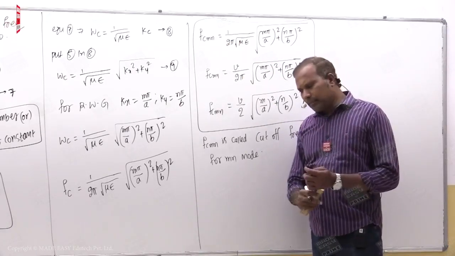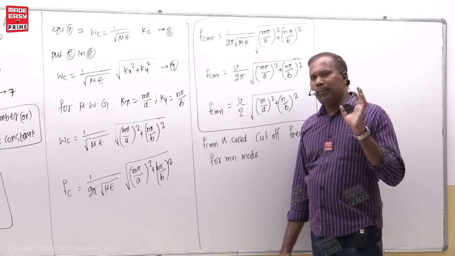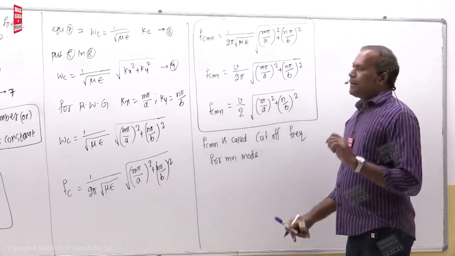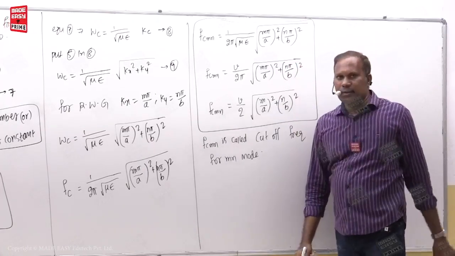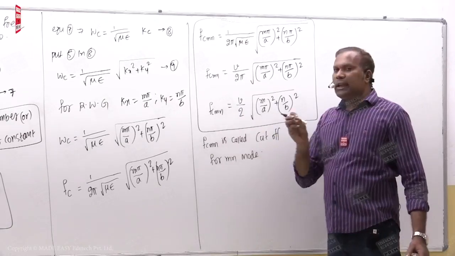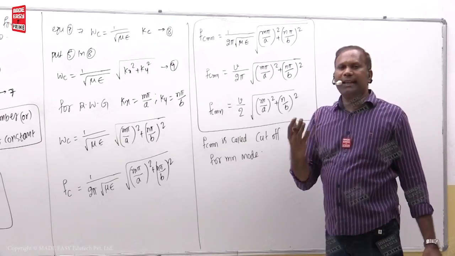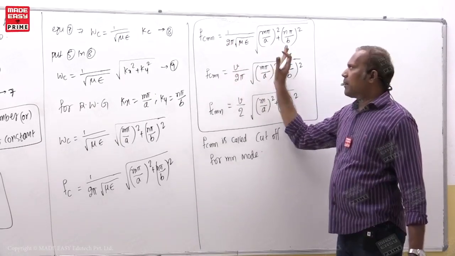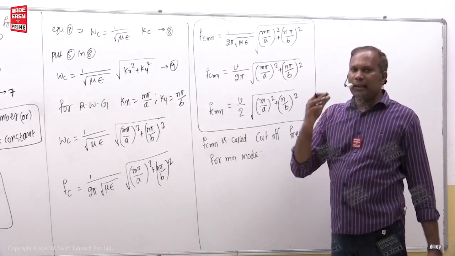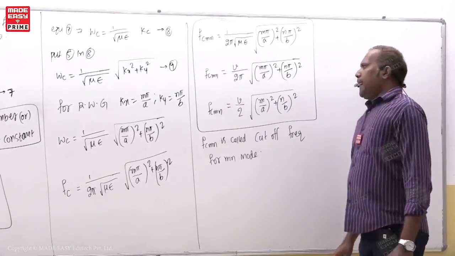So cutoff frequency depends on the medium parameters as well as the waveguide dimensions. Okay, that means this cutoff frequency is in no way decided by the person who is sending the signal. So the cutoff frequency is decided by the waveguide dimensions, and the medium inside the waveguide. Those medium parameters decide the cutoff frequency. Right, students?